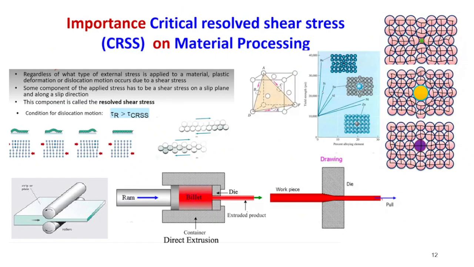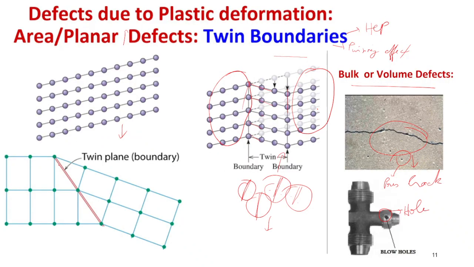Are these twin boundaries? No, no, no. These are different. These are volume defects. Twin boundaries are here. These cracks and blowholes aren't caused by any atomic variations. They are caused by some major errors, so they are like macroscopic defects.